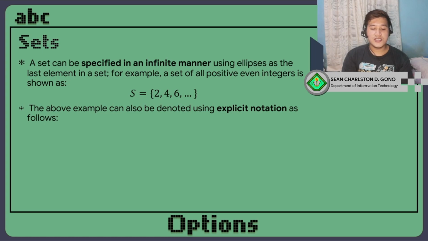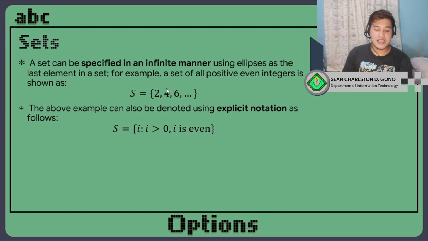We can also use an explicit notation for this example. We want a set of all positive even integers, so we can also use a rule like this. We will use i as our variable. It says here that i is more than 0 and i is even. So that means all the numbers inside this are positive because i is more than 0, and all the numbers are also even because the rule says here that i is even.